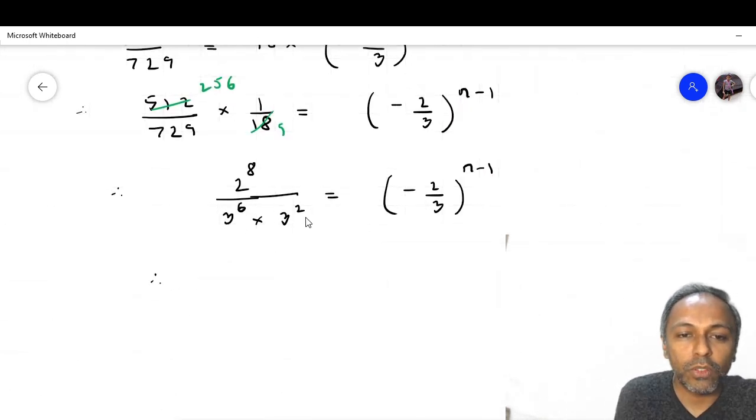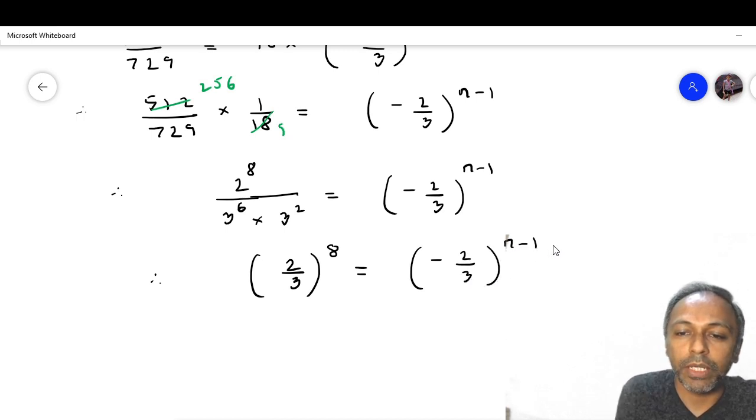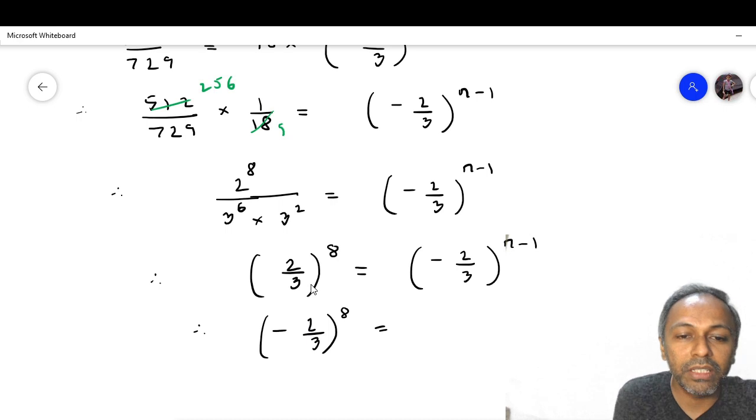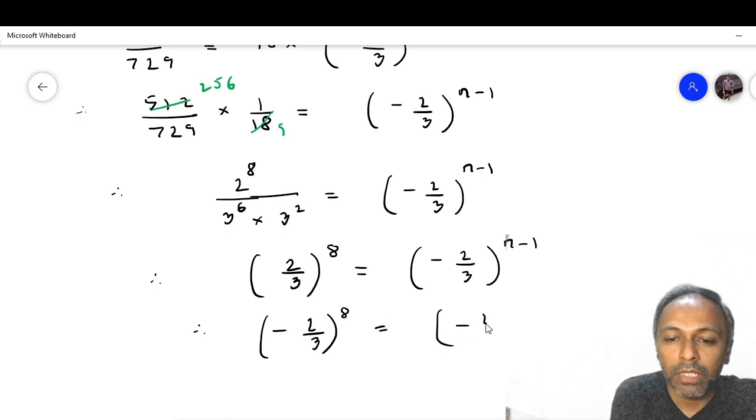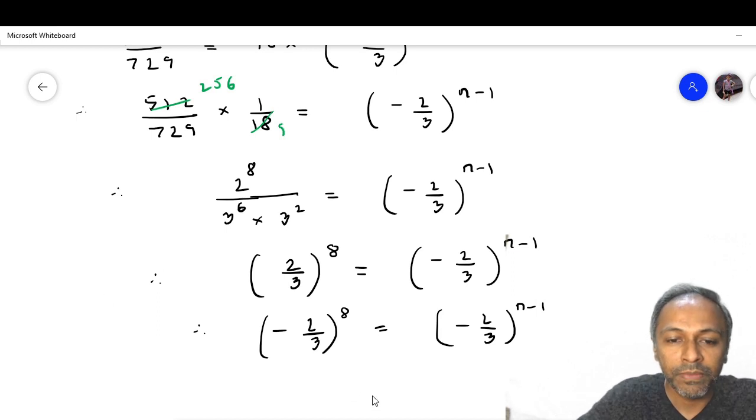So this 6 and 2 will become 8, which can be written as (2/3) raised to 8 is equal to (-2/3) raised to n minus 1. But because the degree is even, you can think of (-2/3) raised to 8, which will mean the earlier step only, is equal to (-2/3) raised to n minus 1.